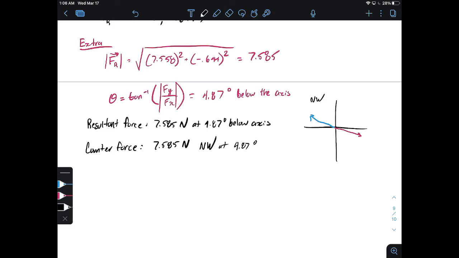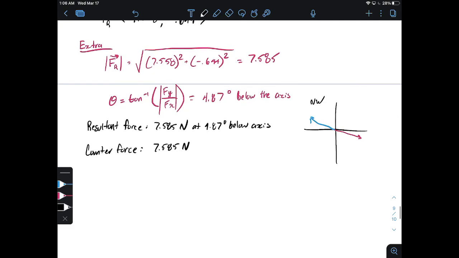Kind of a lazy way of doing it, so I'm actually going to change that. I don't like that. We're going to say 7.585 newtons, so we know that this angle right here, these are equal, just some geometry, 4.87. So what we can do is 180 minus 4.87, which would simply be, don't want to mess it up, 175.13. So our angle of this resultant force would be at 175 degrees above the axis.